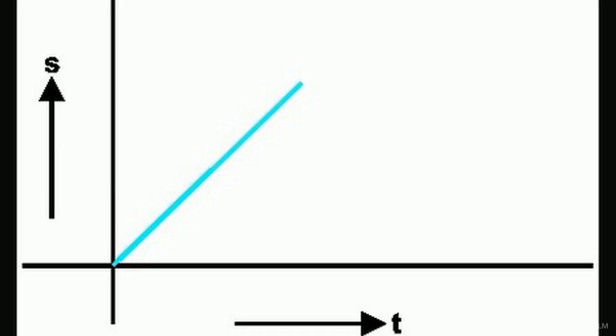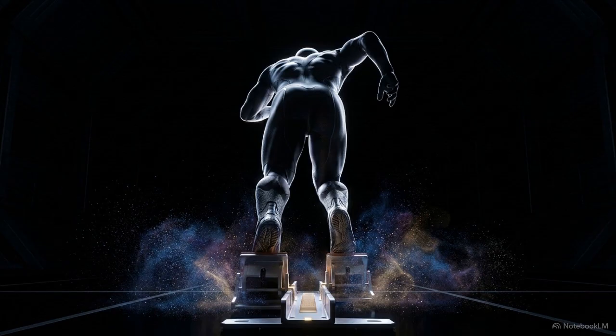When an object maintains a perfectly constant velocity, with no change in speed or direction, it is in uniform motion. This straight diagonal line shows distance increasing at a perfectly steady, predictable rate. When velocity fluctuates, we use a new vector to measure that shift: acceleration. Acceleration is the rate at which an object's velocity changes over time.